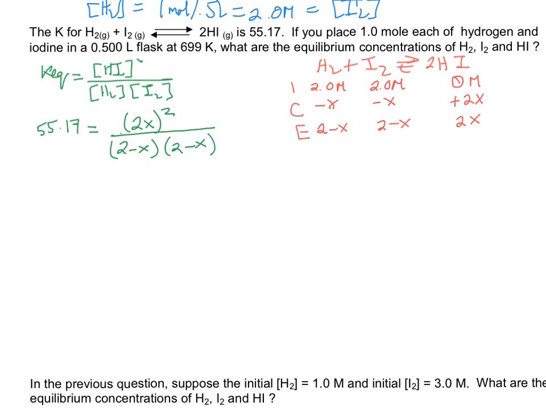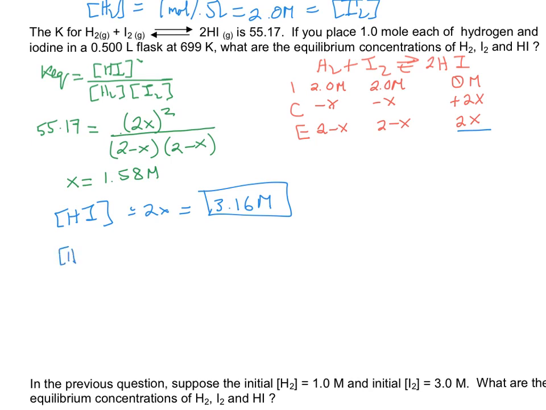Okay, so hopefully you plugged it in. I got that X is equal to 1.58, and this is a concentration, so molarity, molar. And so my question was asking for the equilibrium concentration for all species. So the concentration for HI at equilibrium is 2X. So 2 times 1.58 is 3.16 molar.